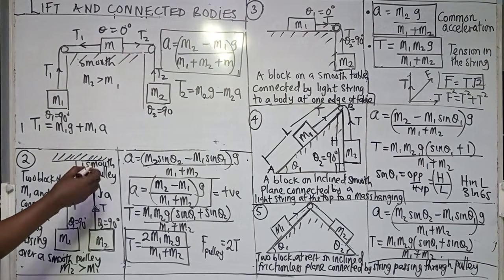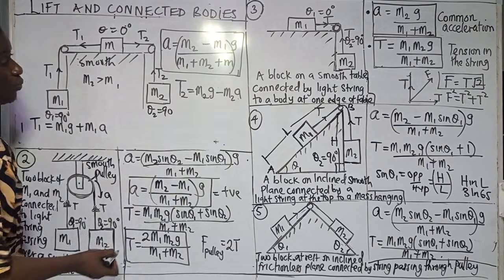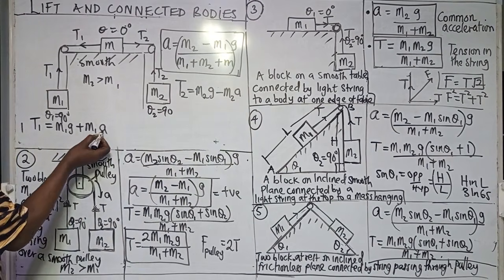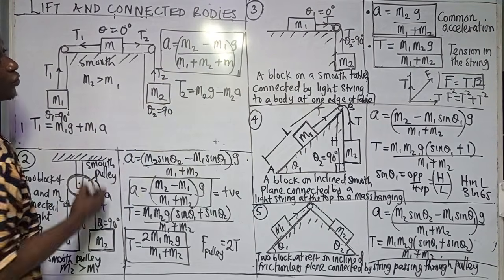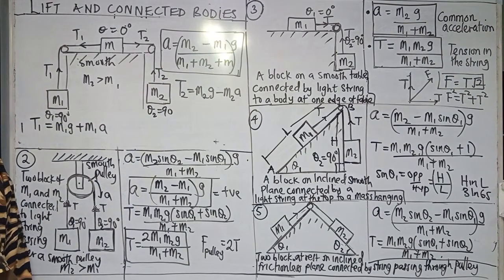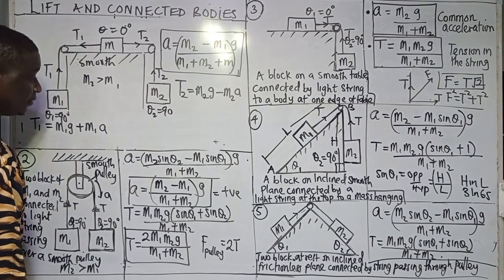But the problem, students, is: what is my A? That is not a problem. The A is equal to the common acceleration. And don't worry, common acceleration can never be negative.